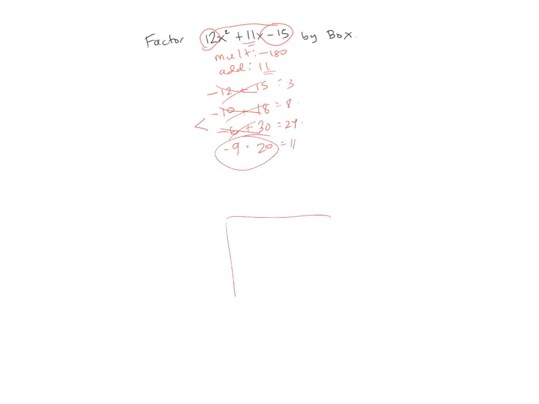So now, I'm going to draw my box. The x squared term goes in the top left, the constant term in the bottom right, and I take those two numbers that I just found in either order and put them in the top right and bottom left with an x. And now I'm going to look at this first row and say, what is in common between both the variable parts and the number parts? So the biggest thing in common between the numbers is the number 4, and the biggest thing in common with the variables is the x. So I pull out a 4x.